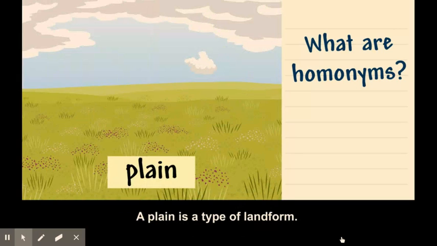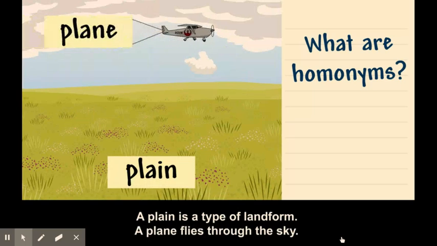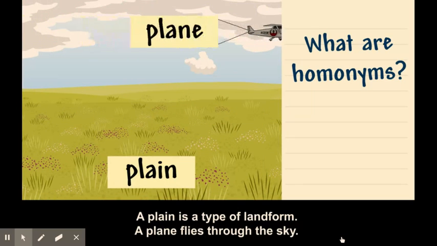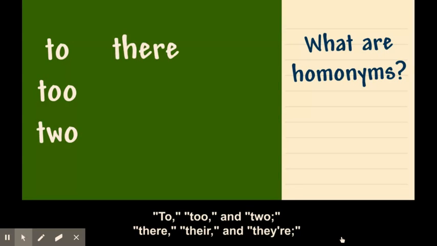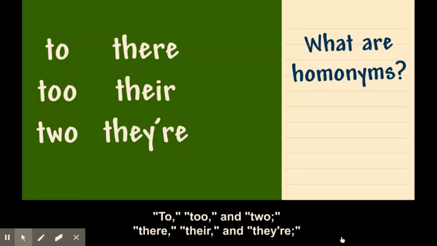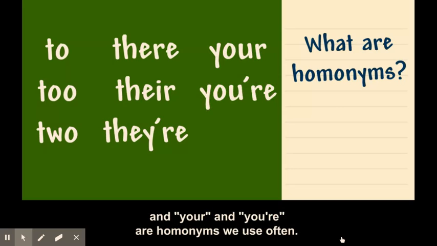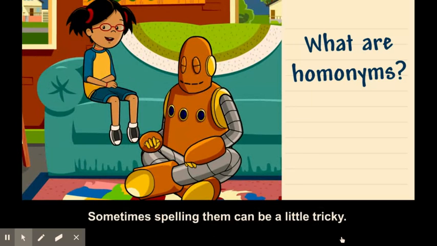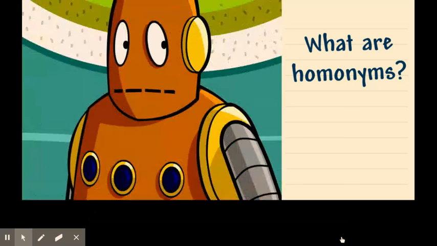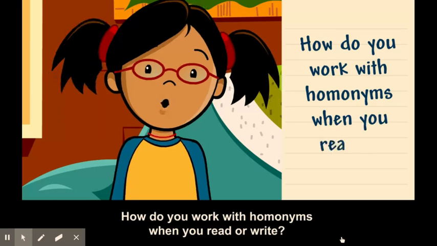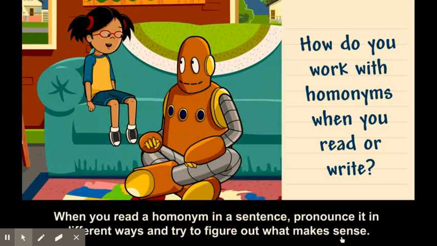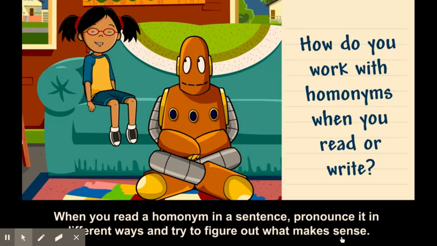A plane is a type of landform. A plane flies through the sky. Two, too, and to; there, their, and they're; and your and you're are homonyms we use often. Sometimes spelling them can be a little tricky. How do you work with homonyms when you read or write? When you read a homonym in a sentence, pronounce it in different ways and try to figure out what makes sense.